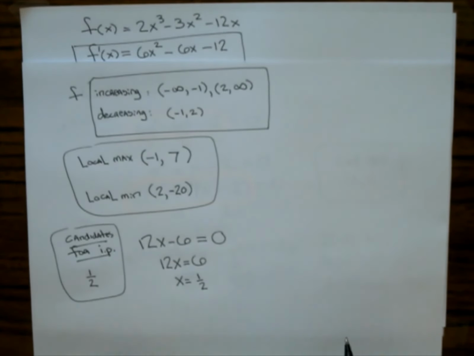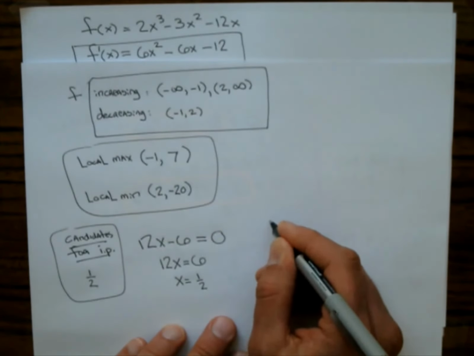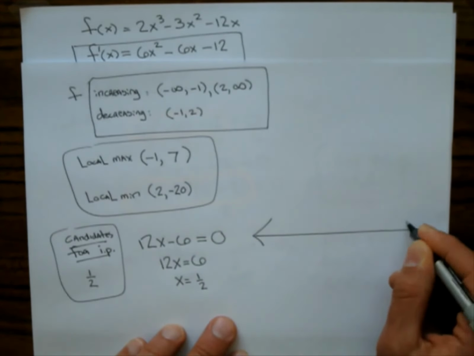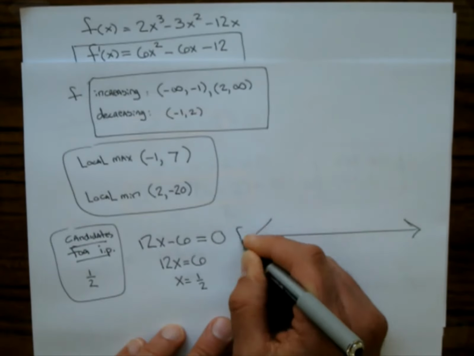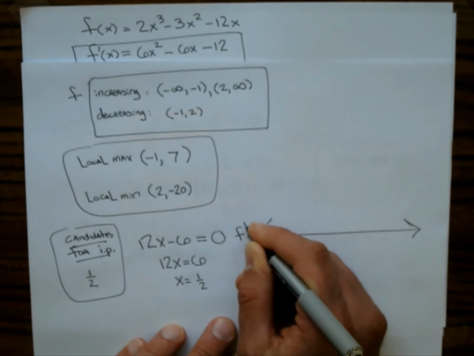Now I'm going to go put those candidates for inflection points on a number line. And I want to label this number line correctly, so I'm going to label it f double prime.